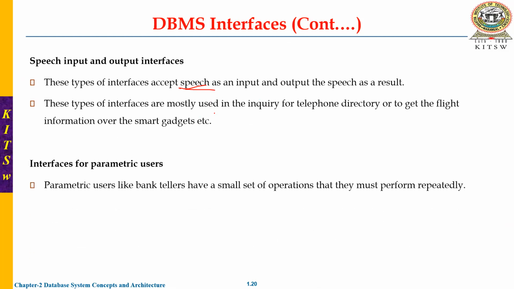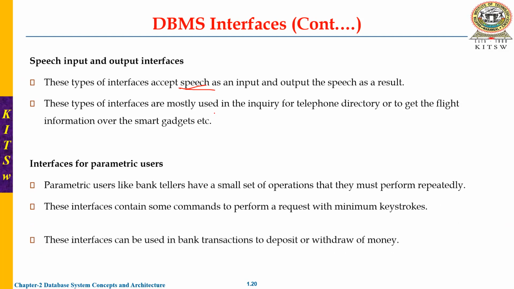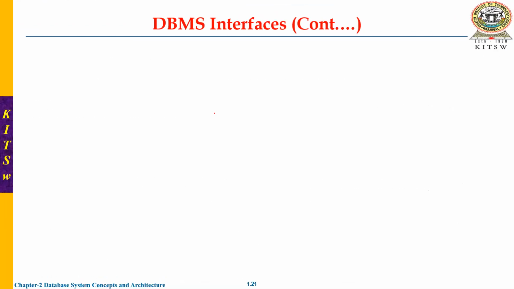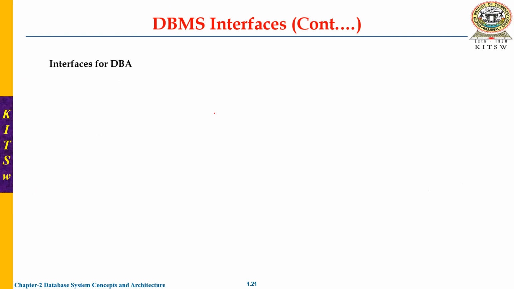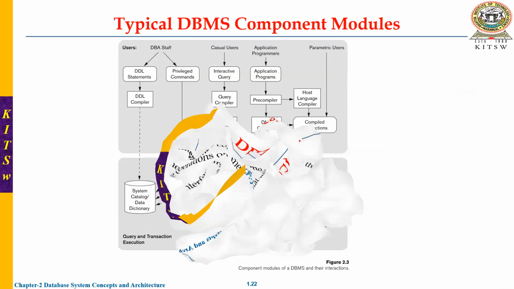Interfaces for parametric users. Parametric users like bank tellers have a small set of operations that they must perform repeatedly. These interfaces contain some commands to perform a request with minimum keystrokes. These interfaces can be used in bank transactions to deposit or withdraw money. Interfaces for the database administrator: commands like creating an account, or manipulating the database to perform some operations on the database. These interfaces are specially used by the database administrator.